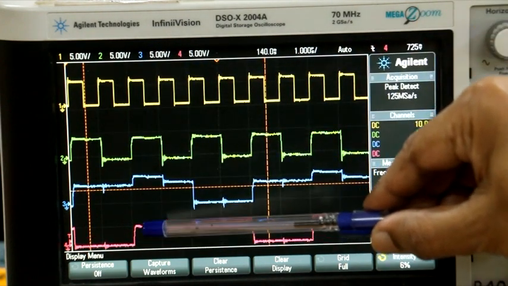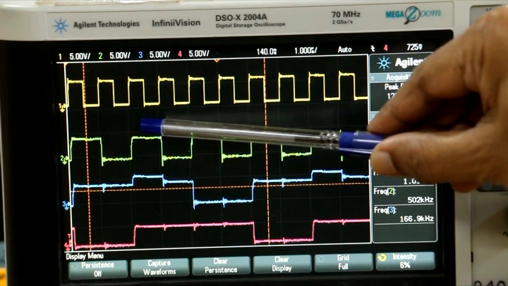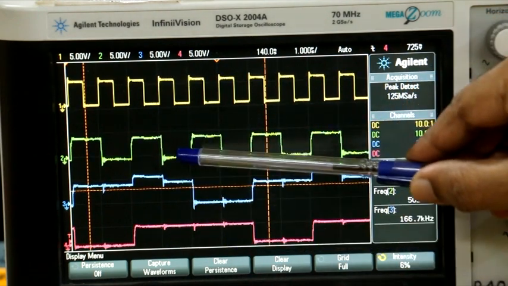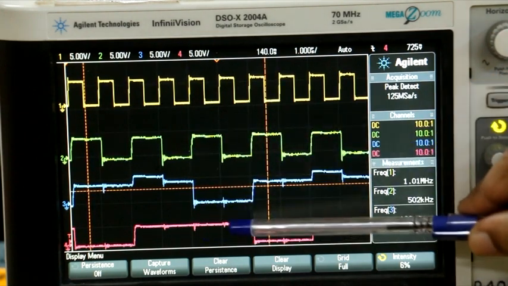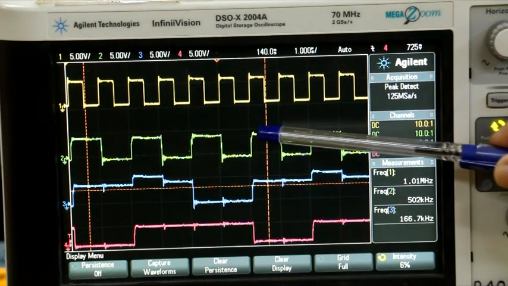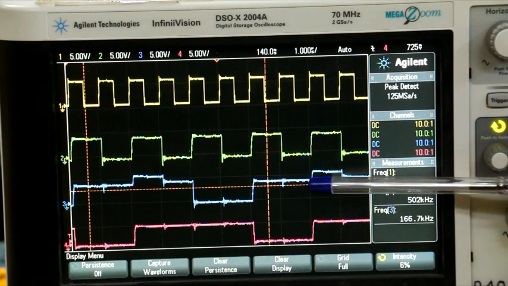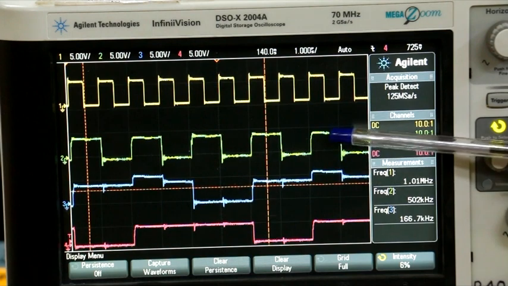So in this case you can see 1 1 1, which is 7, and next one 1 1 0, which is 6, 1 0 1, which is 5, 1 0 0, which is 4, 0 1 1, which is 3, 0 1 0, which is 2, and then again it goes back to 1 1 1.